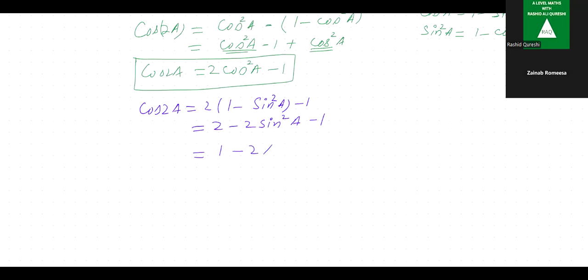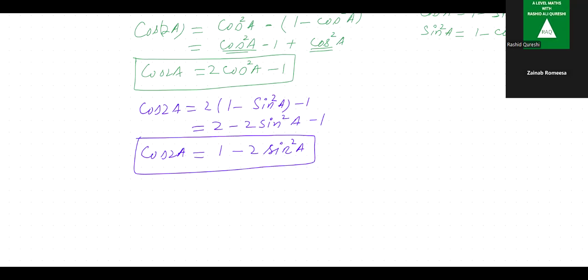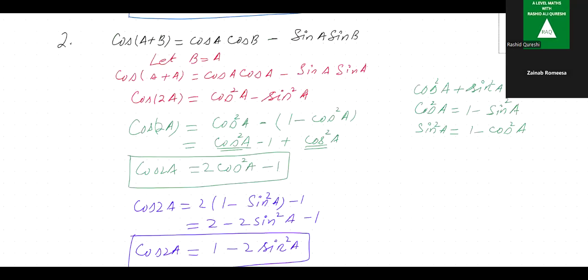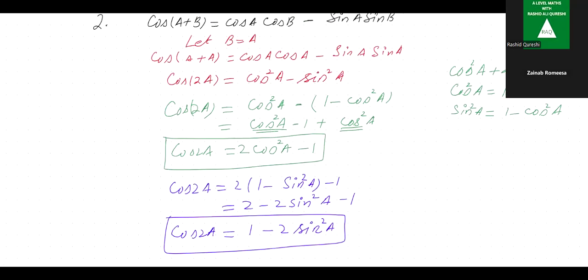So for the cos of 2A, the double angle, I have 3 results. Just have a look over here. The first result is cos 2A is equal to cos square of A minus sine square of A. The second result is cos 2A is equal to 2 times cos square of A minus 1. And the third result is that cos 2A is equal to 1 minus 2 sine square of A.